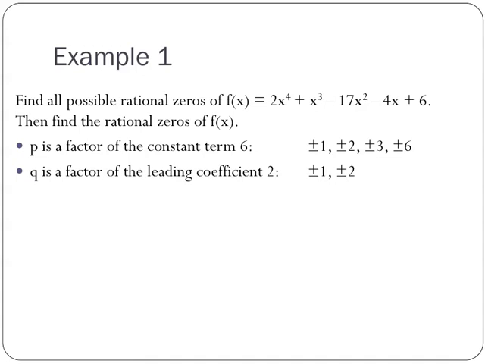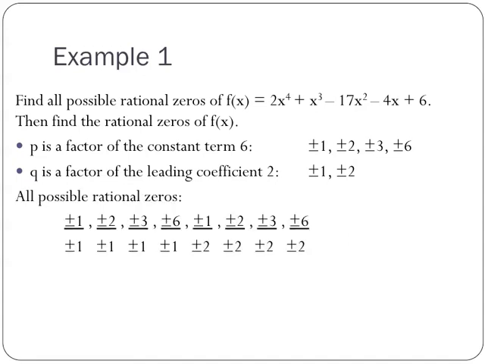Now that you have those two lists, you have to come up with all the different possible combinations you can come up with for p over q. So that would be plus or minus 1 over plus or minus 1, plus or minus 2 over plus or minus 1, plus or minus 3 over plus or minus 1, plus or minus 6 over plus or minus 1, and then do the same thing but over 2. So plus or minus 1 over plus or minus 2, plus or minus 2 over plus or minus 2, plus or minus 3 over plus or minus 2, plus or minus 6 over plus or minus 2. So those are all the different possible combinations we can come up with.